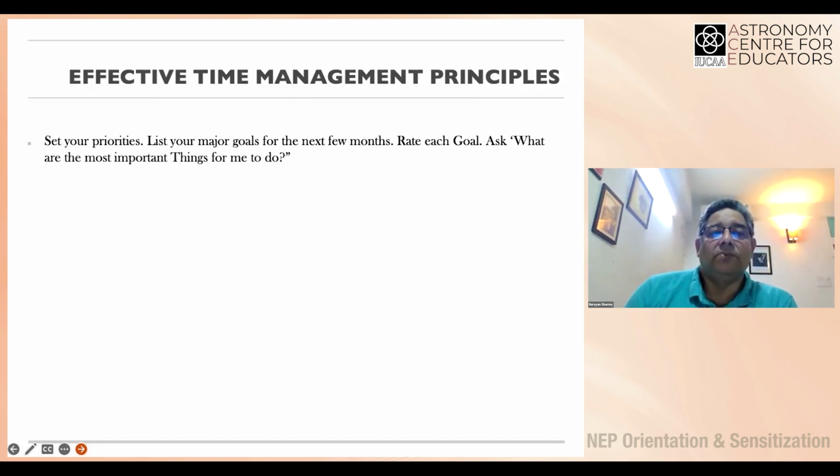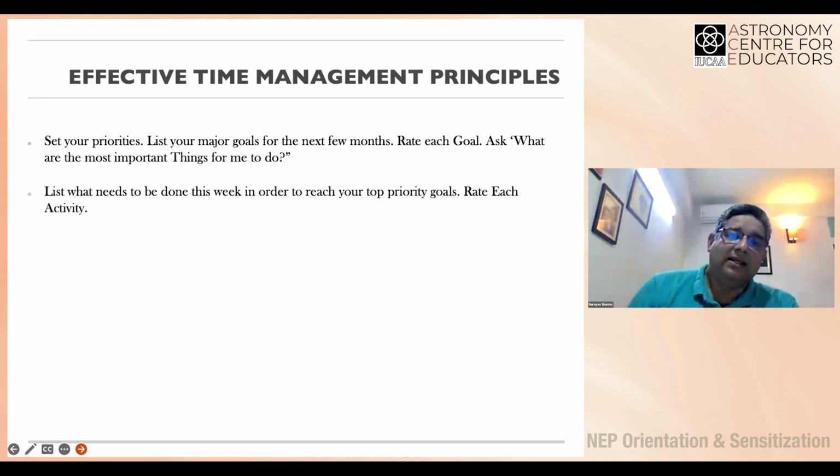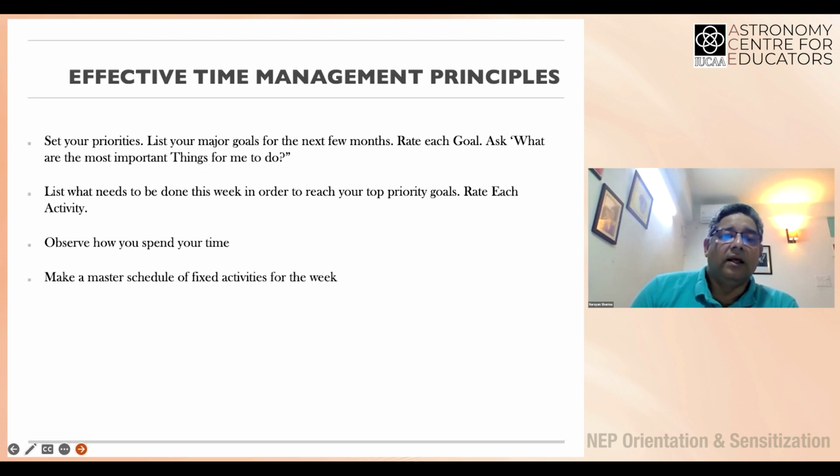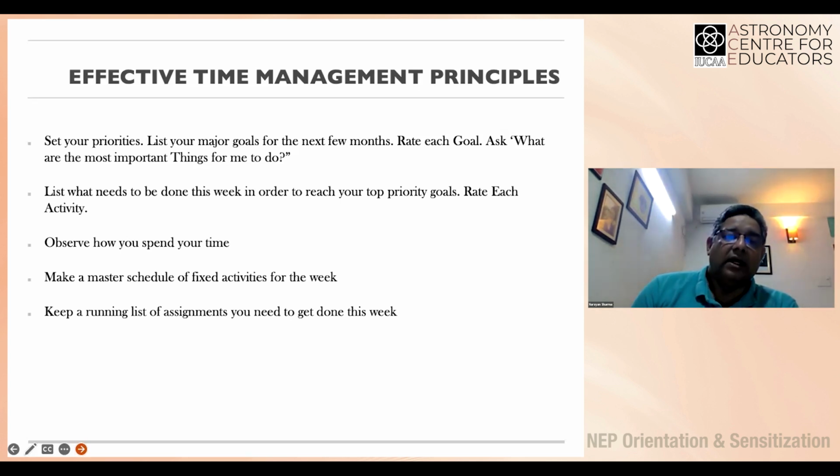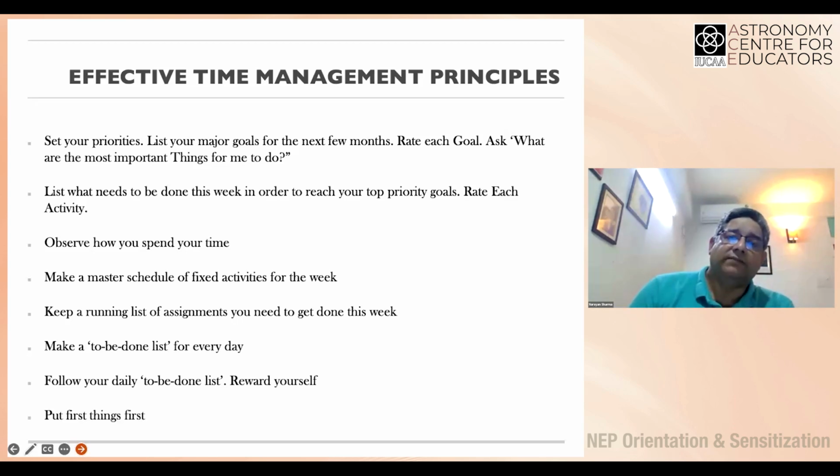So set your priorities, list your major goals for the next few months, rate each goal and ask, what are the most important things for me to do? And second, list what needs to be done this week in order to reach your top priority goal. Then rate each activity. Then observe how you spend your time and make a master schedule of fixed activities for the week. Keep a running list of assignments you need to get done this week. Make a to-do list for every day. In this way, you can budget your time very well, and you can manage your time very well. And follow your to-do list. Reward yourself once you successfully complete this to-do list, by whatever means you want, and put first things first.